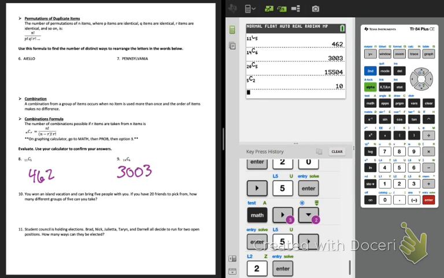Now again, like I said before with the permutations, it's the same with combinations. If you want to do it by hand using the formula that I've given you, you are certainly more than welcome to. But again, if you've got the graphing calculator handy, use it. So that is your lesson there on permutations and combinations.